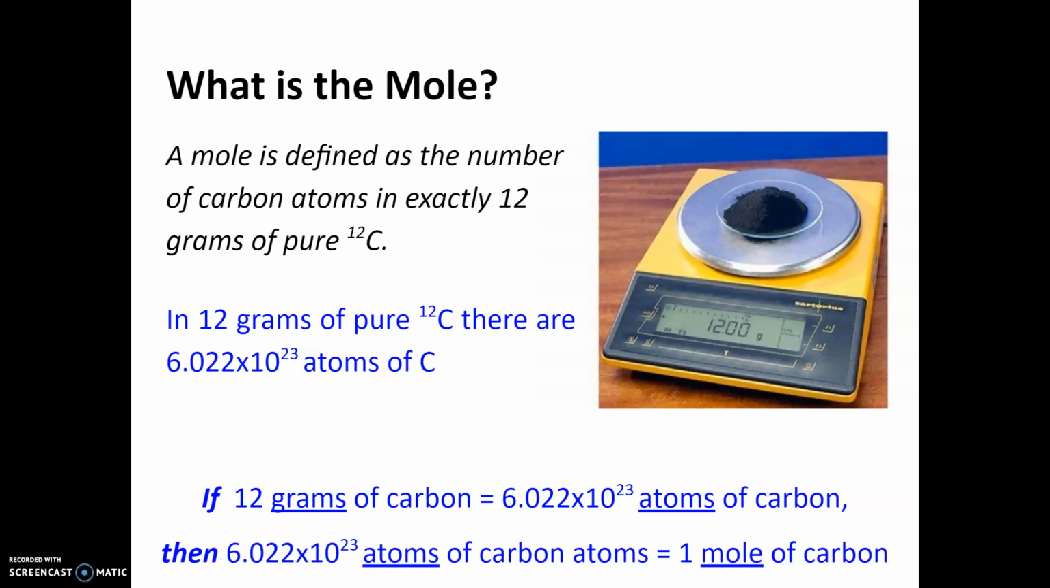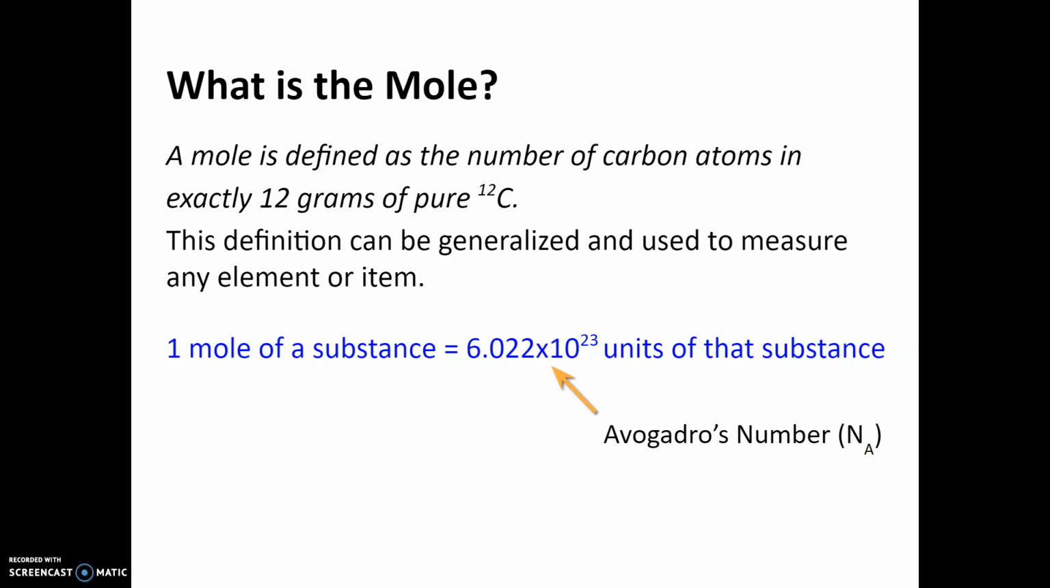So if 12 grams of carbon is 6.022 times 10 to the 23rd atoms, and 12 grams of carbon is a mole, then 6.022 times 10 to the 23rd atoms of carbon is equal to a mole of carbon. And that is where we get our definition of a mole numerically. So this definition can be generalized to apply for things other than carbon. And so 1 mole of any substance is equal to 6.022 times 10 to the 23rd units of that substance.